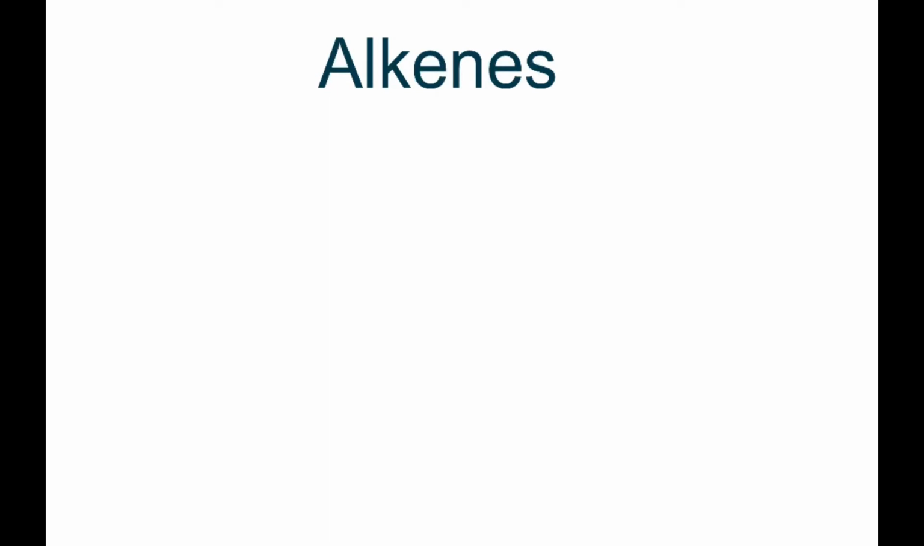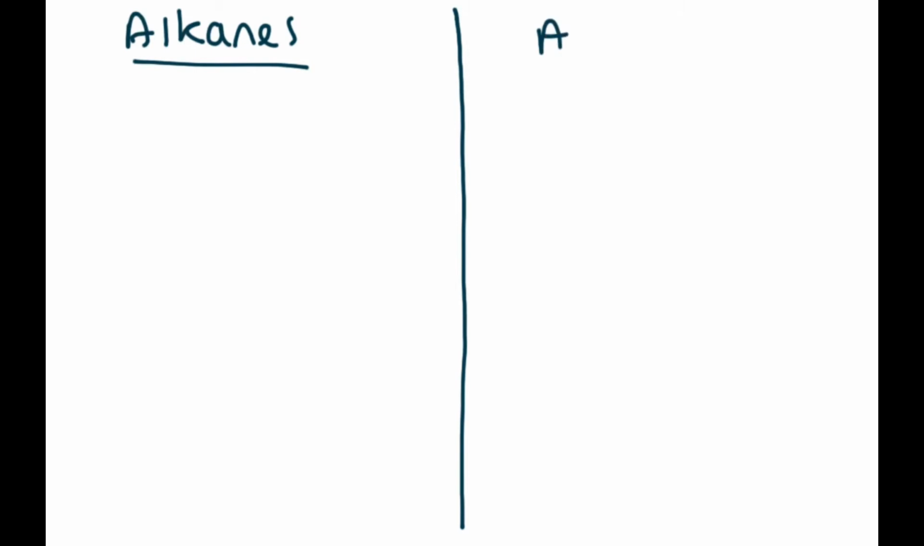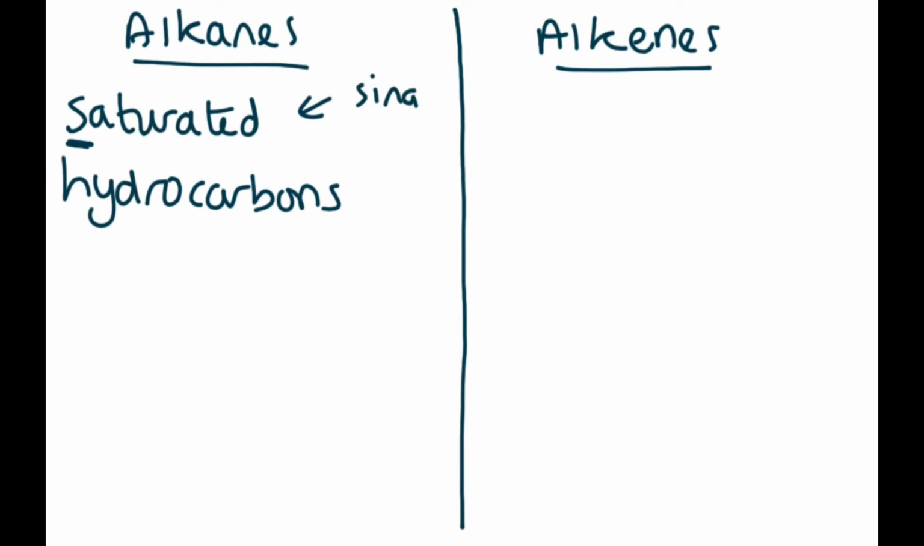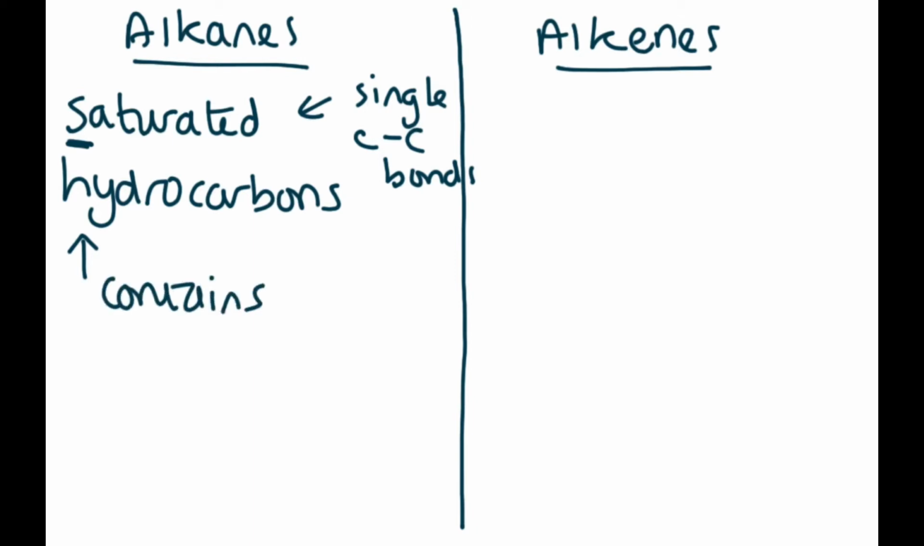Okay, so with alkenes, we're going to first compare alkanes and alkenes, because that is a very useful exercise. The first thing we need to know about alkanes is that they are saturated hydrocarbons. The word saturated means single carbon-carbon bonds, and the word hydrocarbons means contains carbon and hydrogen only.